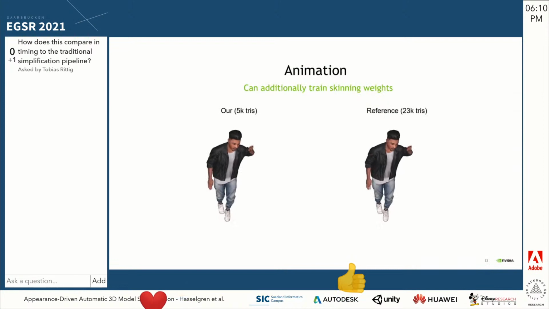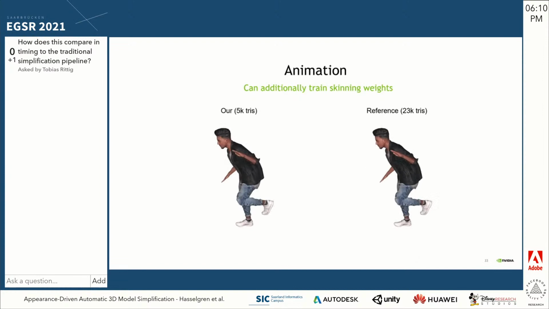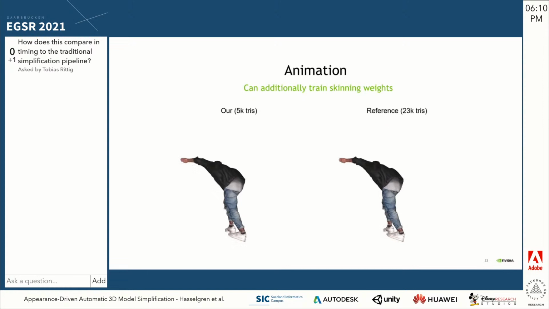All we have to do is pick a random animation frame for each training iteration, and we will optimize for the average error. And here we can actually train skinning weights in addition to the normal shape and appearance of the object.